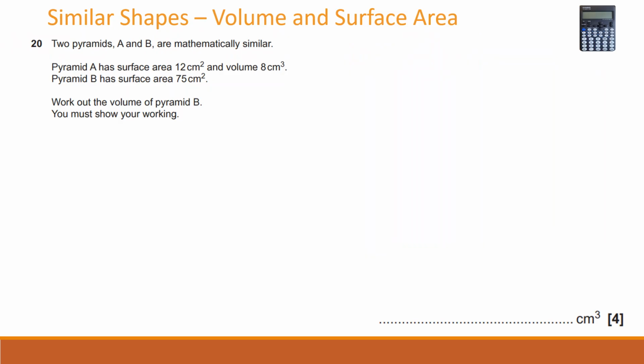This is a question on similar shapes, specifically looking at the volume and surface area. The keywords in the question are: we've got two shapes A and B that are mathematically similar. A has a surface area of 12 centimetres squared and a volume of 8 centimetres cubed. B has a surface area of 75 centimetres squared. We've got to work out the volume of pyramid B, and you must show your working out. This question is worth 4 marks.